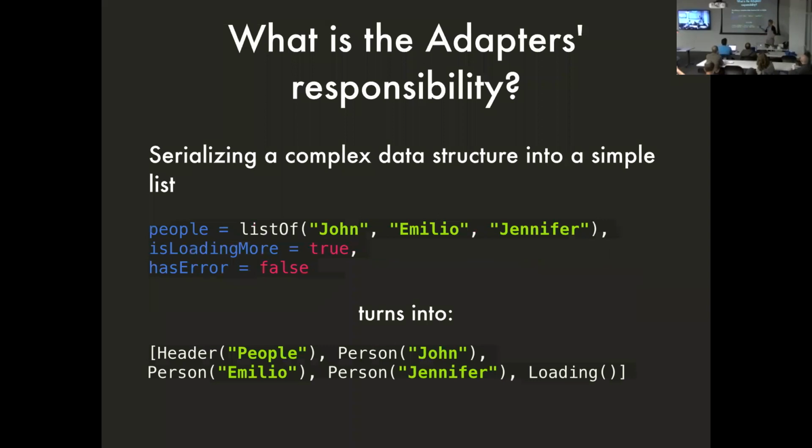Say we're calling that set data method, and we have a list of people. It is loading some more data, they scroll down maybe and we're loading some more. And then there hasn't been an error. So what that data structure turns into is, you put a header on the screen, you have these 3 people, and then you have like a loading view down the bottom. So that turns into like a 5-item list just from this right here.